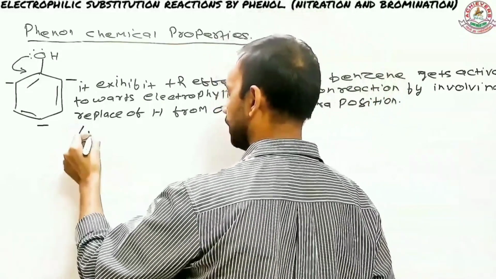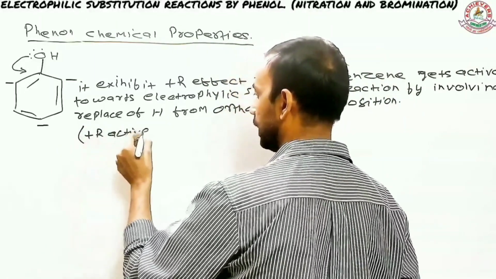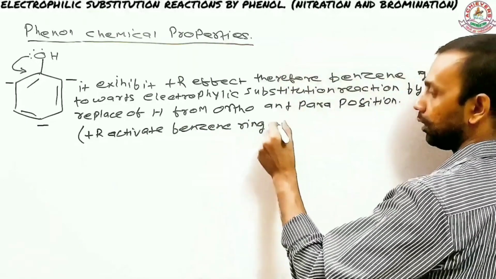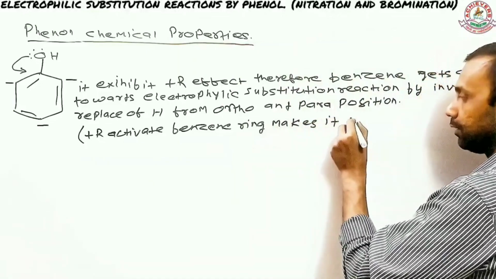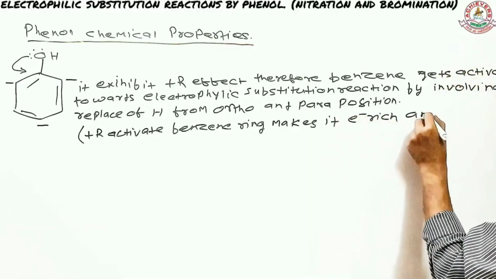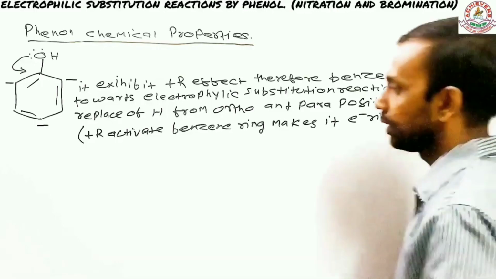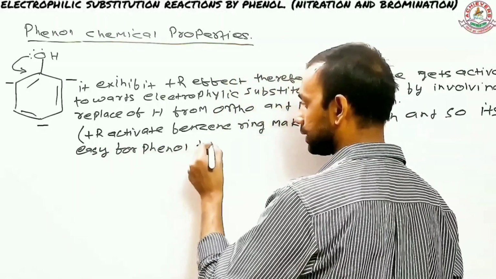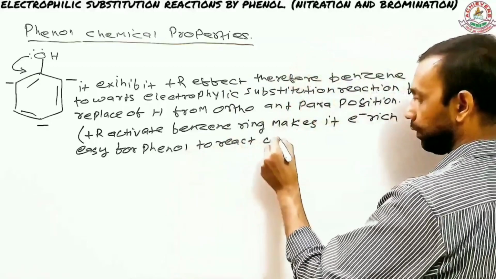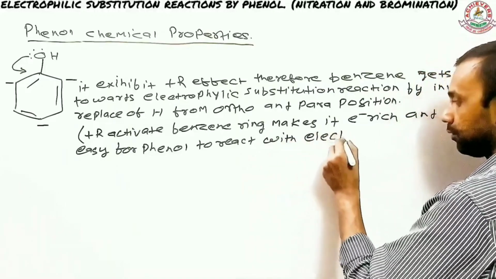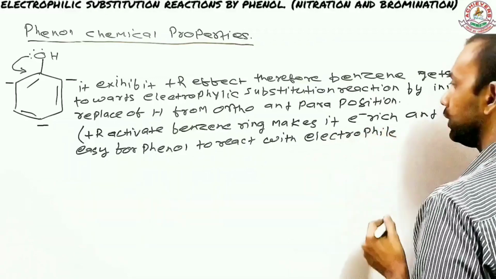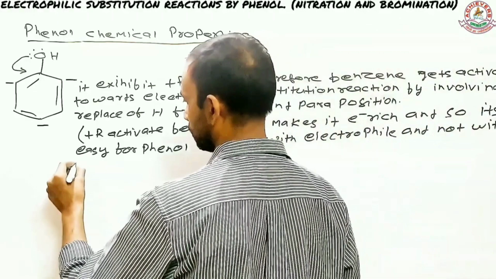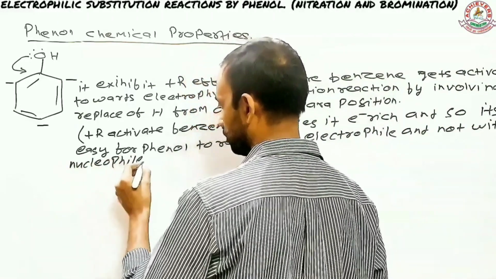So let me write this. Plus R activates the benzene ring and makes it electron rich, and therefore it's easy for phenol to react with electrophile, and not with nucleophile. Right? So this is a very important part.